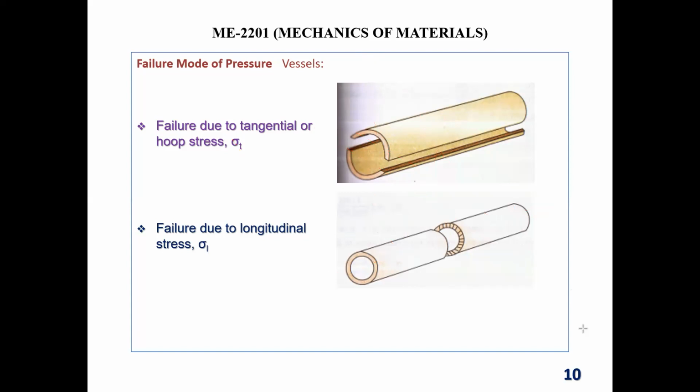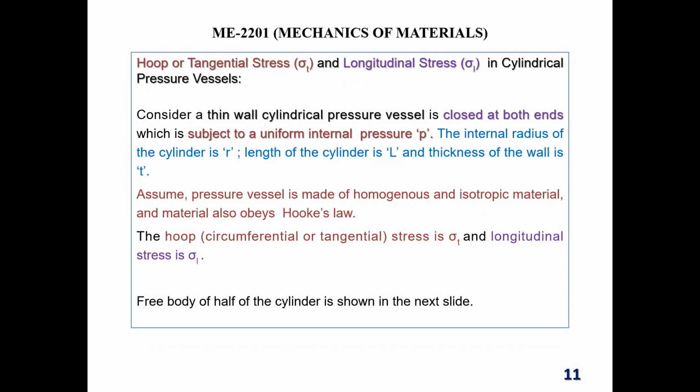So normally a pressure vessel fails due to this sigma T, and you will see mathematically that sigma T is very dangerous for the pressure vessel. So we need to derive a formula for how we can figure out the sigma T. So let's see what we have in the next slide. In the next slide, we'll derive the formula for sigma T and sigma L. So how can we derive it?